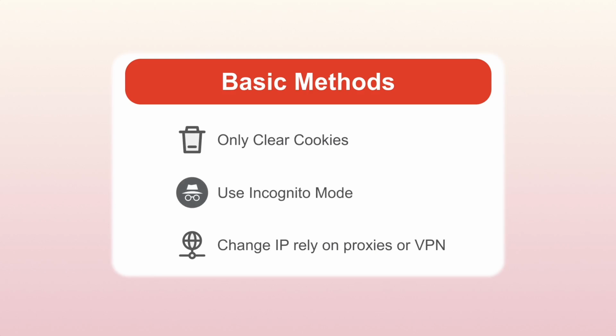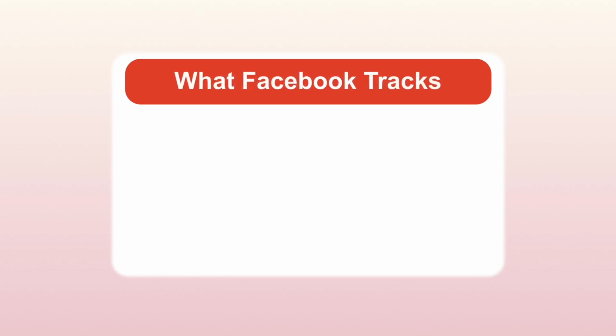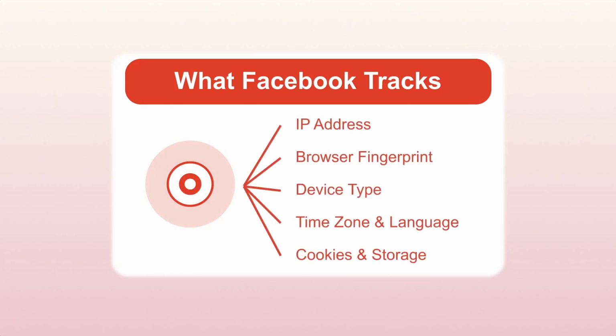A lot of beginners assume that just clearing cookies or using incognito mode is enough, but honestly, this is far from enough. When you log into Facebook, your browser leaks a lot more information than you realize. Your IP address, your device type, your browser version, your time zone, your language settings, even small details like your canvas fingerprint. Platforms like Facebook are extremely good at picking up on these signals and linking your accounts together behind the scenes. That's why simply using incognito mode doesn't really work anymore.